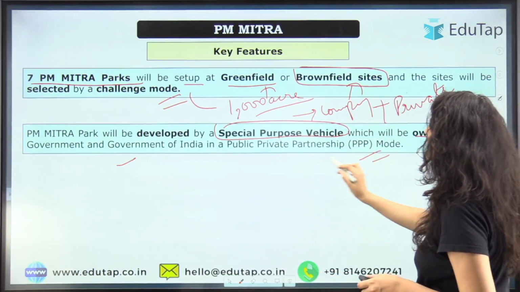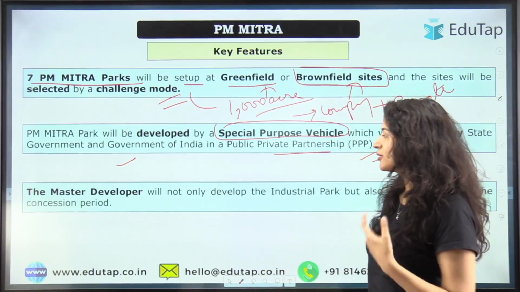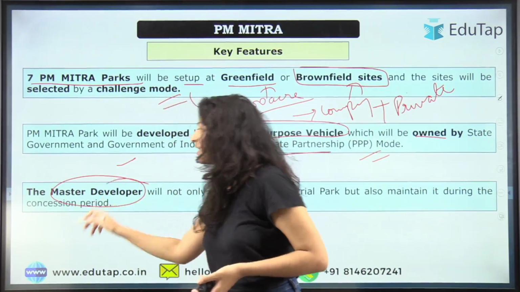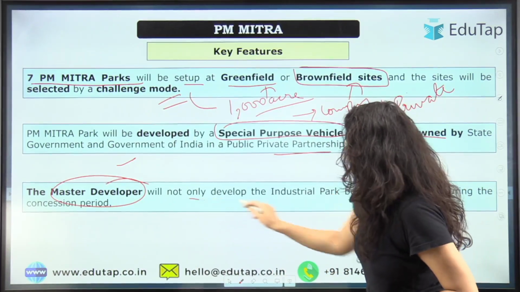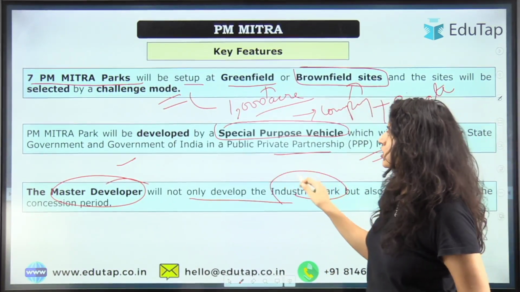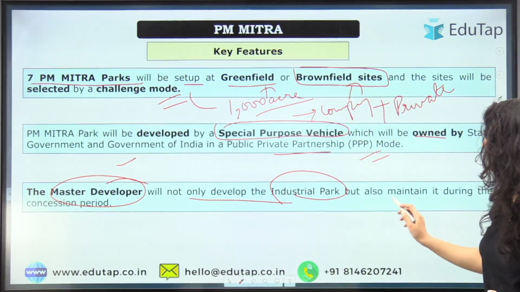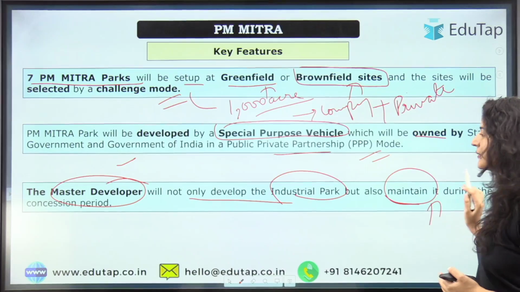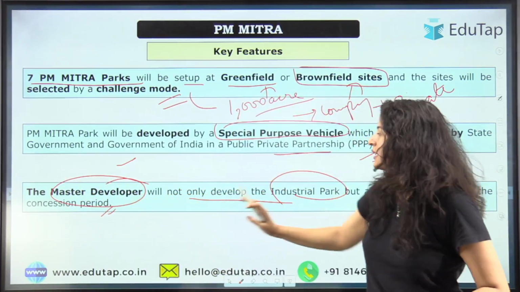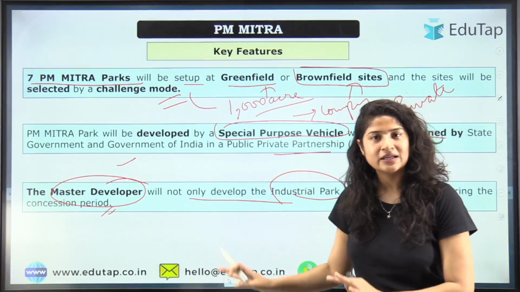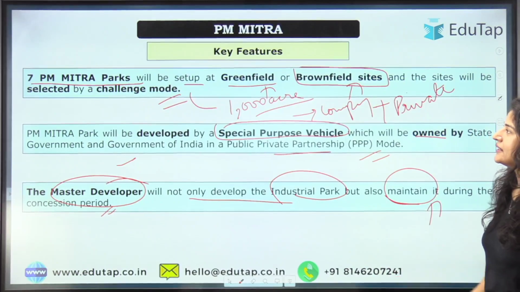So that is a public-private partnership, and these private companies that we are talking about will be called master developers. And what will they do? Not only would they focus on developing the park, but once it is developed, they will also take care of the maintenance during the concession period. Means till their tender period, not only will they make the infrastructure, but after that they will also keep maintaining it.